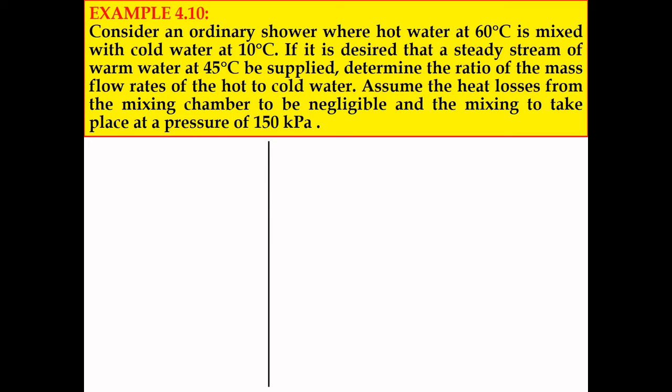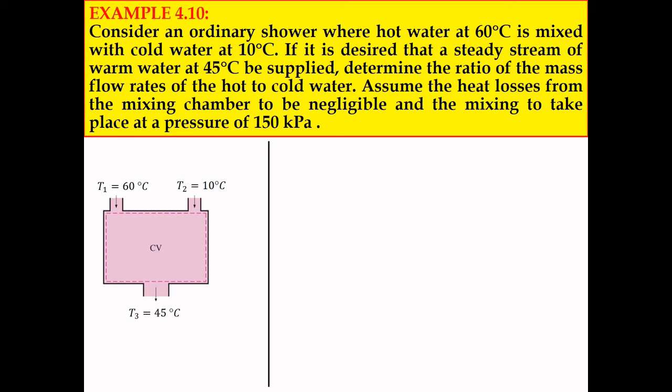150 kilopascal. So we just draw the simple schematic diagram for the mixing chamber, and put the data at the inlets and also the data at the outlet of the mixing chamber. At the first inlet, we have T1 equal to 60 degrees Celsius, at the second inlet T2 equal to 10 degrees Celsius, and the outlet condition will be T3 equal to 45 degrees Celsius. And the pressure inside the mixing chamber is equal to 150 kilopascal.